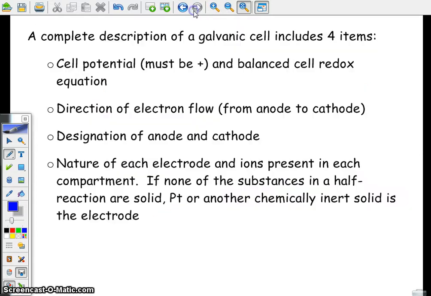So I have on this last slide just everything that should go into the cell. If you're drawing your own cell, doing the description, those are all the things you need in there. The potential, the balanced equation, the direction, the designation, and what's all in the different compartments.